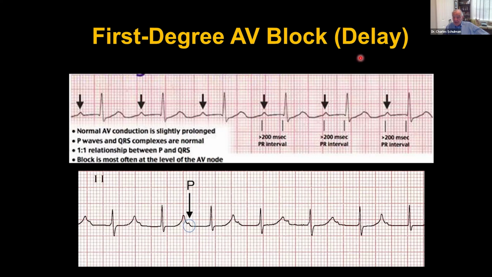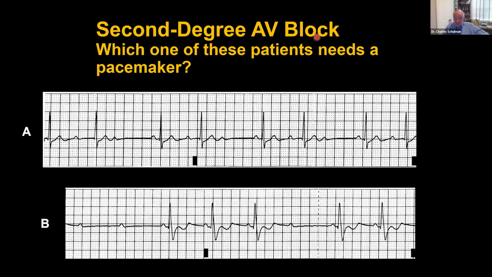Second degree AV block is a condition where some beats are conducted and some are not. Like here, some are conducted and some are not. So we have two rhythm strips, the top one and the bottom one, and there are non-conducted P waves, as you can see here and here. One of these patients needs a pacemaker, and the question is which one? A or B? Put your answers in the chat.